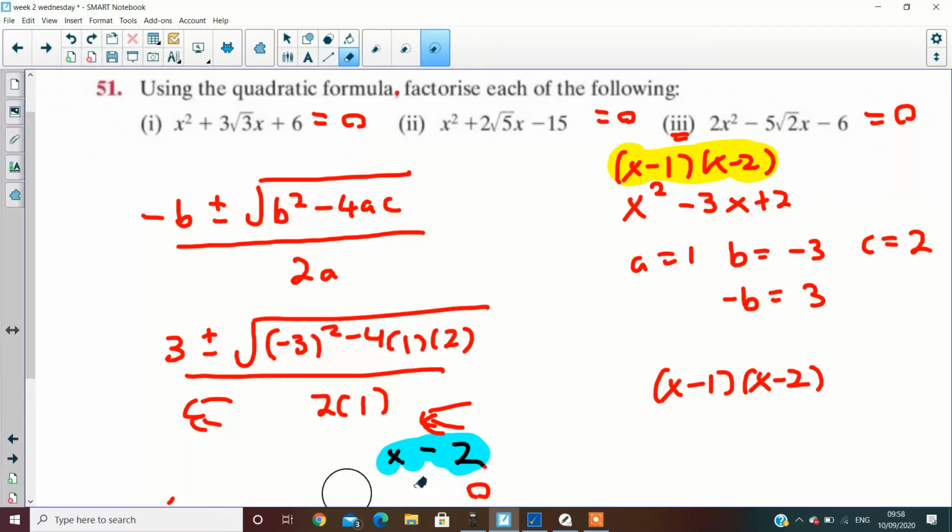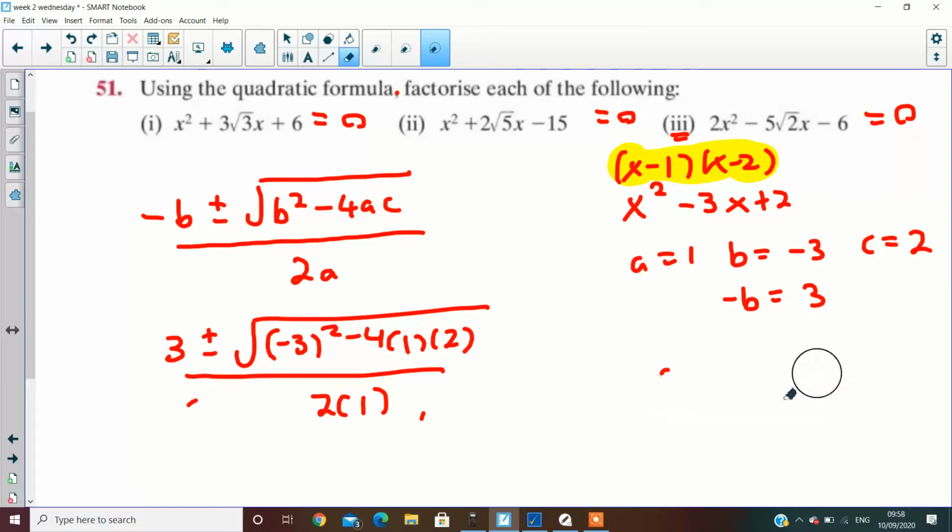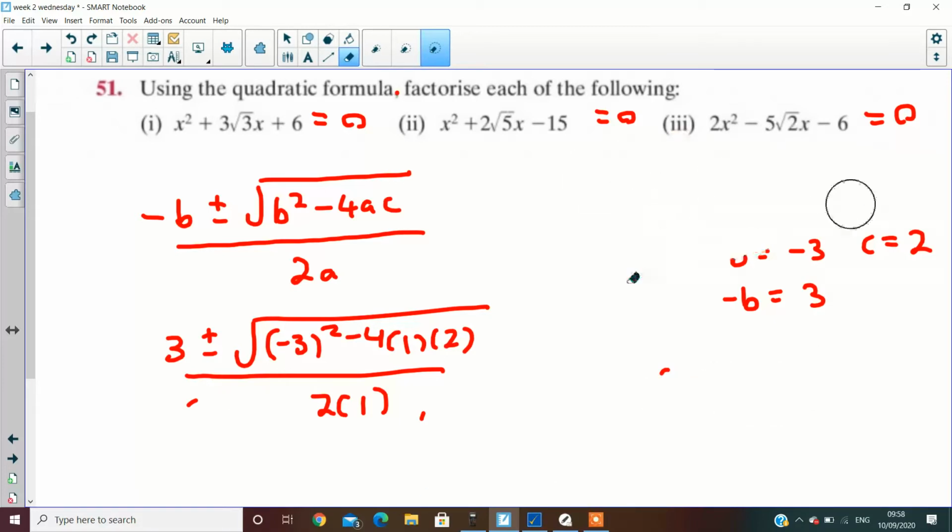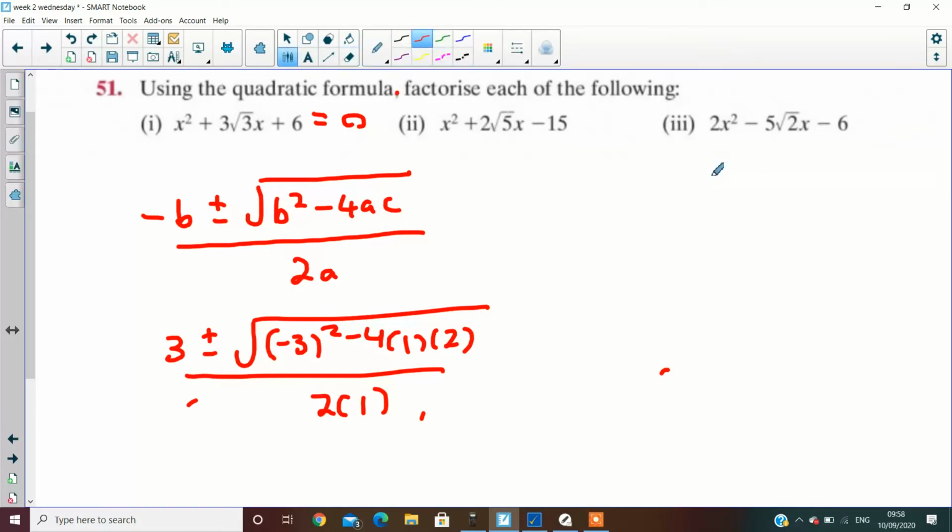I'm going to do part 3 of 51, and you guys are going to do part 2 after that, okay? So, what's the a value in 51 part 3? A value is 2. The b value? The minus b value. The c value.